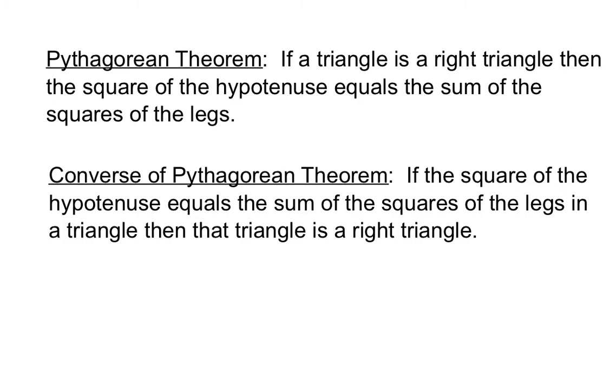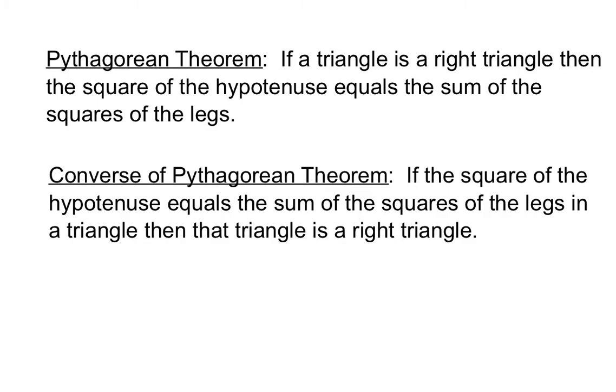The Pythagorean theorem: if a triangle is a right triangle, then the square of the hypotenuse equals the sum of the square of its legs. The converse of Pythagorean says if the square of the hypotenuse equals the sum of the square of the legs in a triangle, then that triangle is a right triangle.